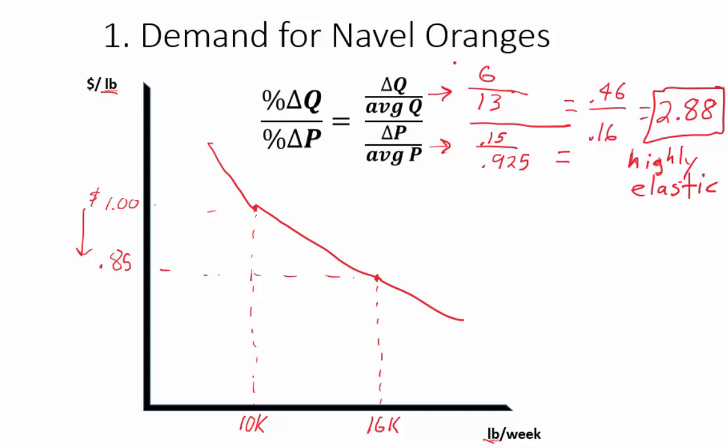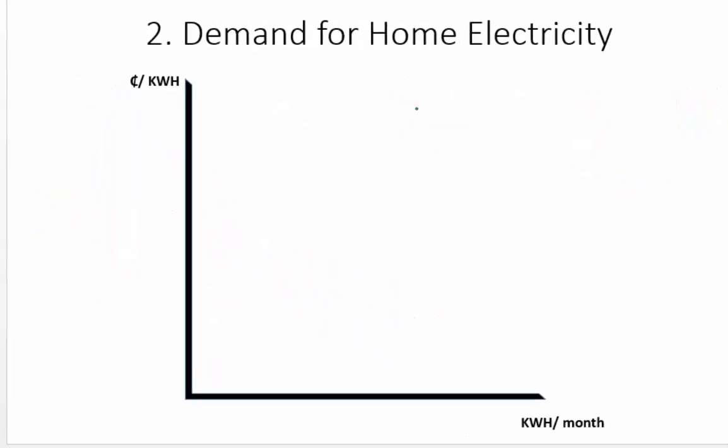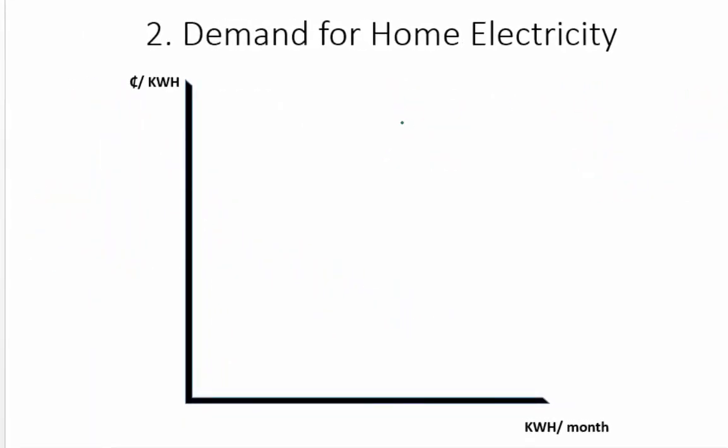And as we might expect with oranges, you've got a lot of good substitutes, other fruits and other food products. So you're not going to get excited about buying oranges until there's a significant decrease in the price. Okay, now another demand elasticity problem.